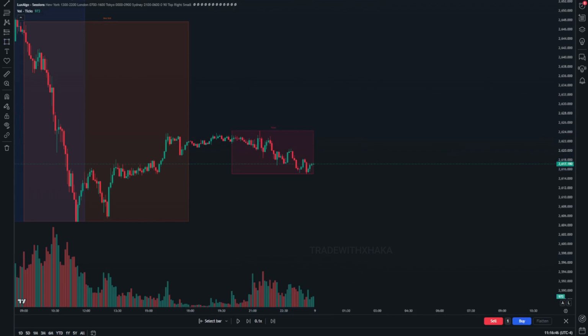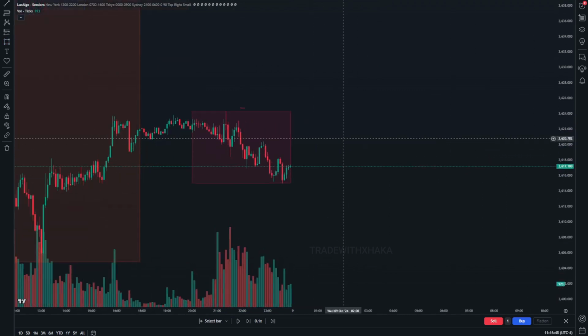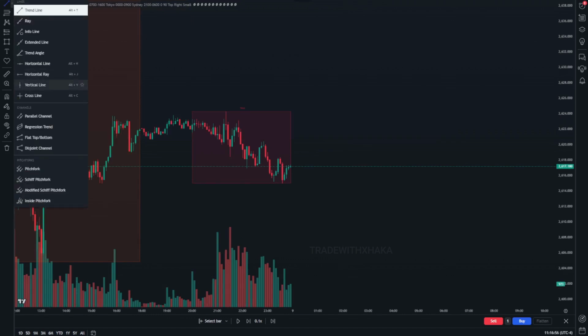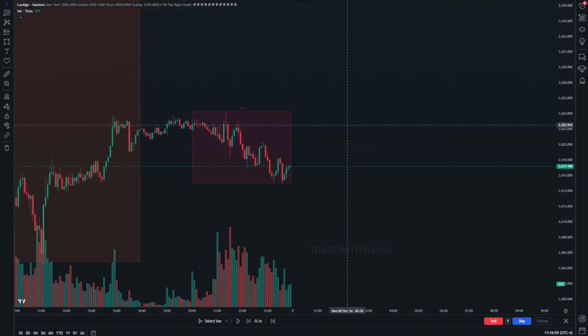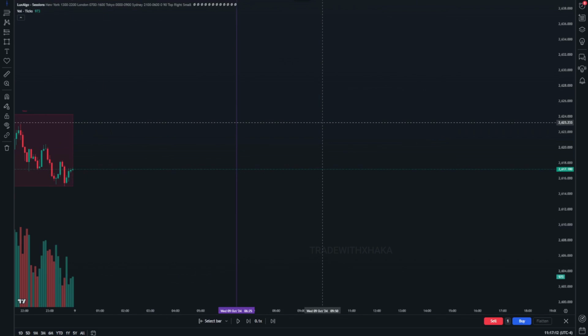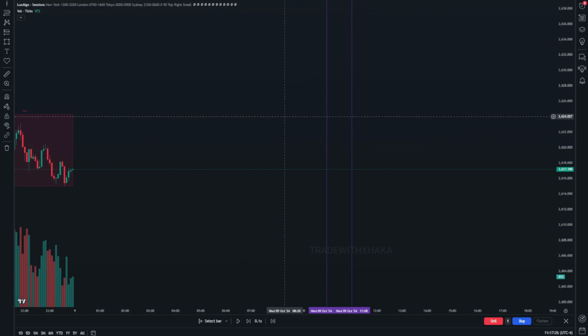So we wait patiently for the London session to come in for us to define our trend. Now, we need to mark the time zone where we get involved. The time where we get involved is 10 o'clock a.m. to 11 o'clock a.m. So this is 11 o'clock here, and this is 10 o'clock a.m. This is where we get involved.